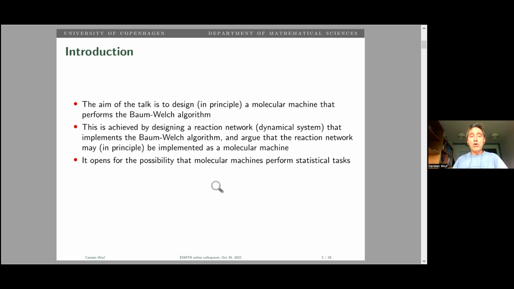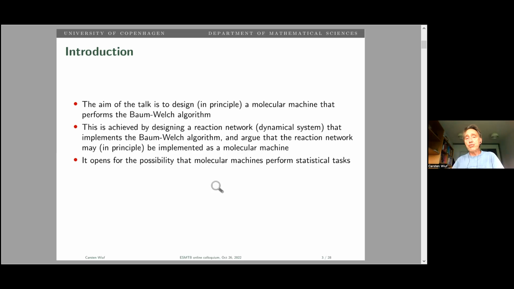The aim of the talk is to design, at least in principle, a molecular machine that performs the Baum-Welch algorithm. So that's my aim. And this is achieved by designing a reaction network, which in this context is a dynamical system that implements the Baum-Welch algorithm, and then arguing that the reaction network, at least in principle, could be implemented as a molecular machine.